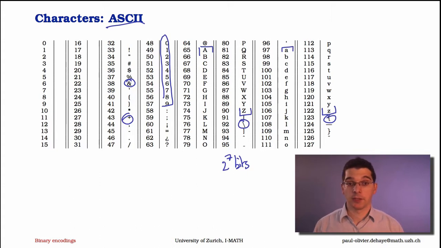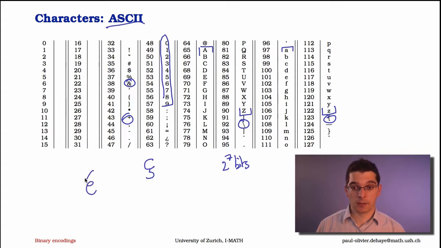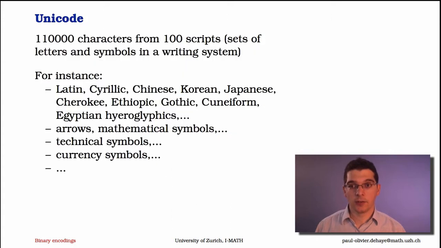But if you are French, for instance, and you're used to writing this symbol or this symbol, that's not present in ASCII. So to compensate for this, a new encoding was invented, and that's called Unicode. And this is very important now because of the internet, because of all the different languages people use. So the idea is to encode characters from many different scripts, and many different sets of letters and symbols. There are in total 110,000 characters, and I give some examples here to show you the diversity of the things that have been encoded in Unicode.